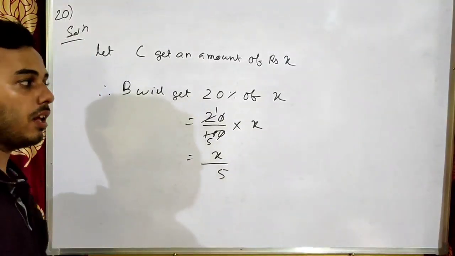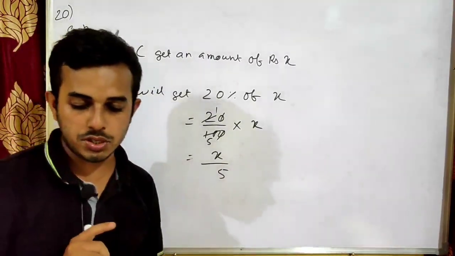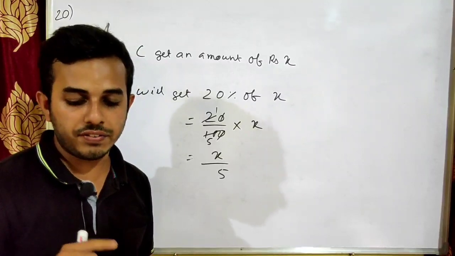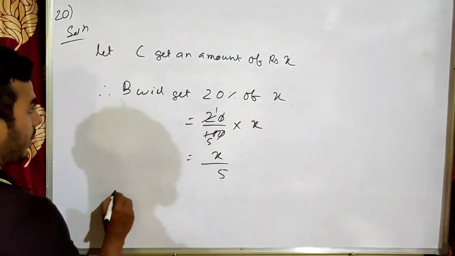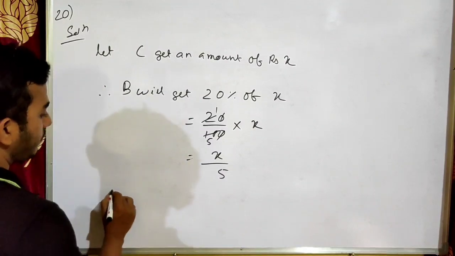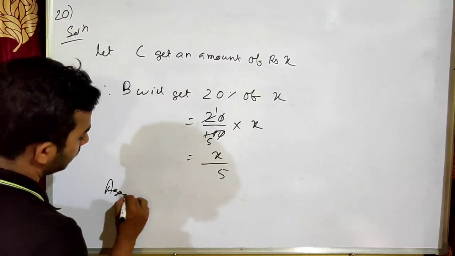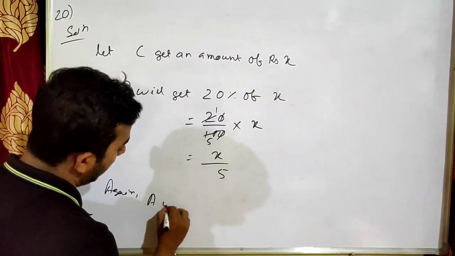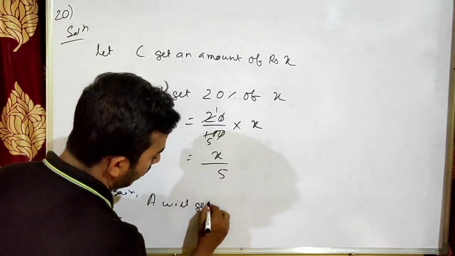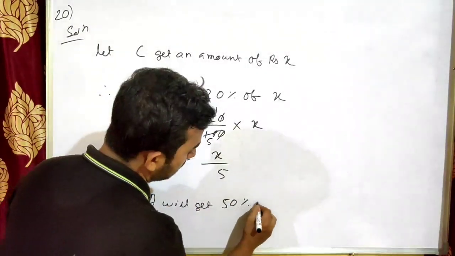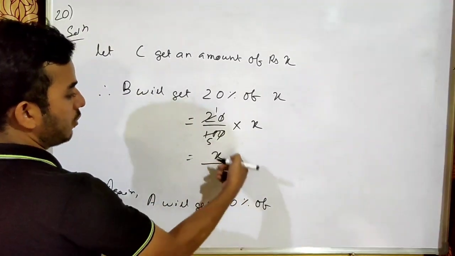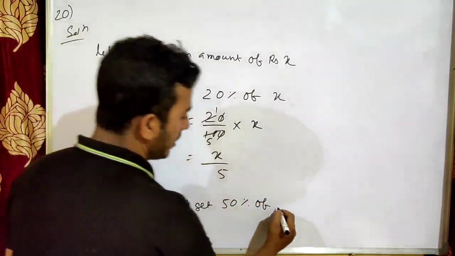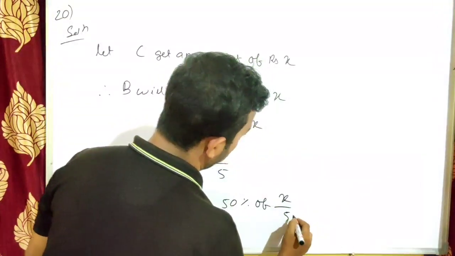Up to this, clear? Okay, now another relation is there, isn't it? A gets 50% of B. So again A will get 50% of B. 50% of B means what? X by 5, isn't it? X by 5.